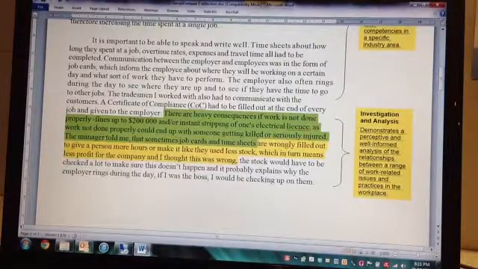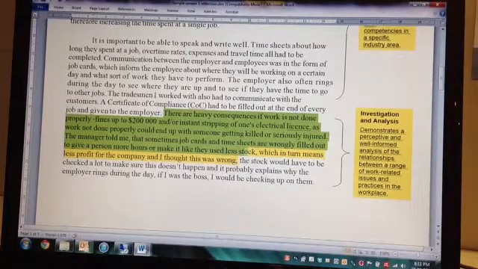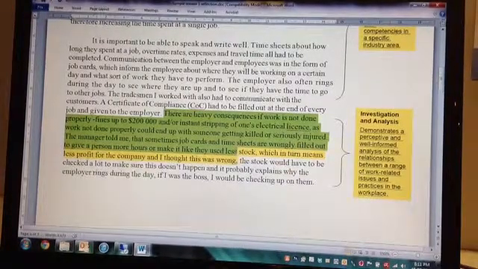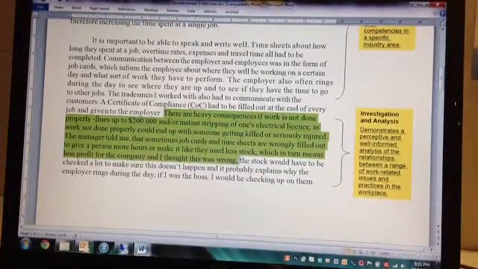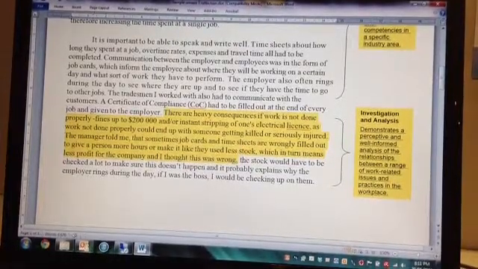The manager told me that sometimes job cards and timesheets were wrongly filled out to give a person more hours or to make it like they use less stock, which in turn means less profit for the company, and I thought this was wrong. So there's good analysis there.